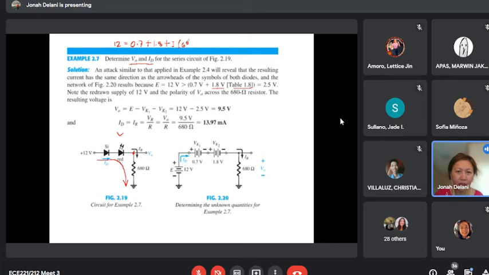If we look at the equation, we have one unknown, I. If we solve for I, it is 13.97 milliamps. The voltage across the resistor is 9.5. If we solve 13.97 times 680, we will have 9.5. Once the voltage is solved, the current is also solved. So that's a series configuration.